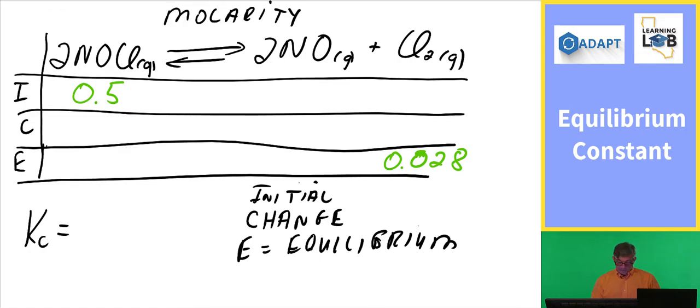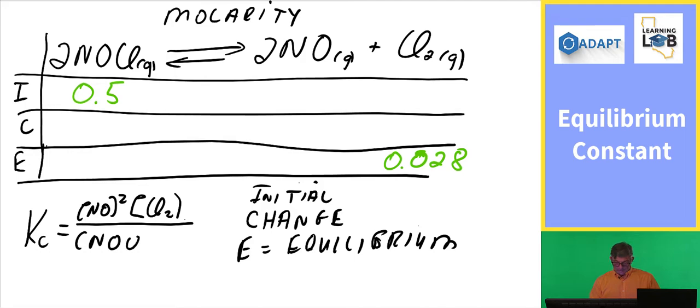Now the equilibrium constant, based on the law of mass action, equals the concentration of NO squared multiplied by, looking at the balanced chemical reaction, diatomic chlorine, products divided by the reactants, the nitrosyl chloride, squared. So what we want to do here effectively is calculate all the values at chemical equilibrium and place them into our equilibrium constant expression.